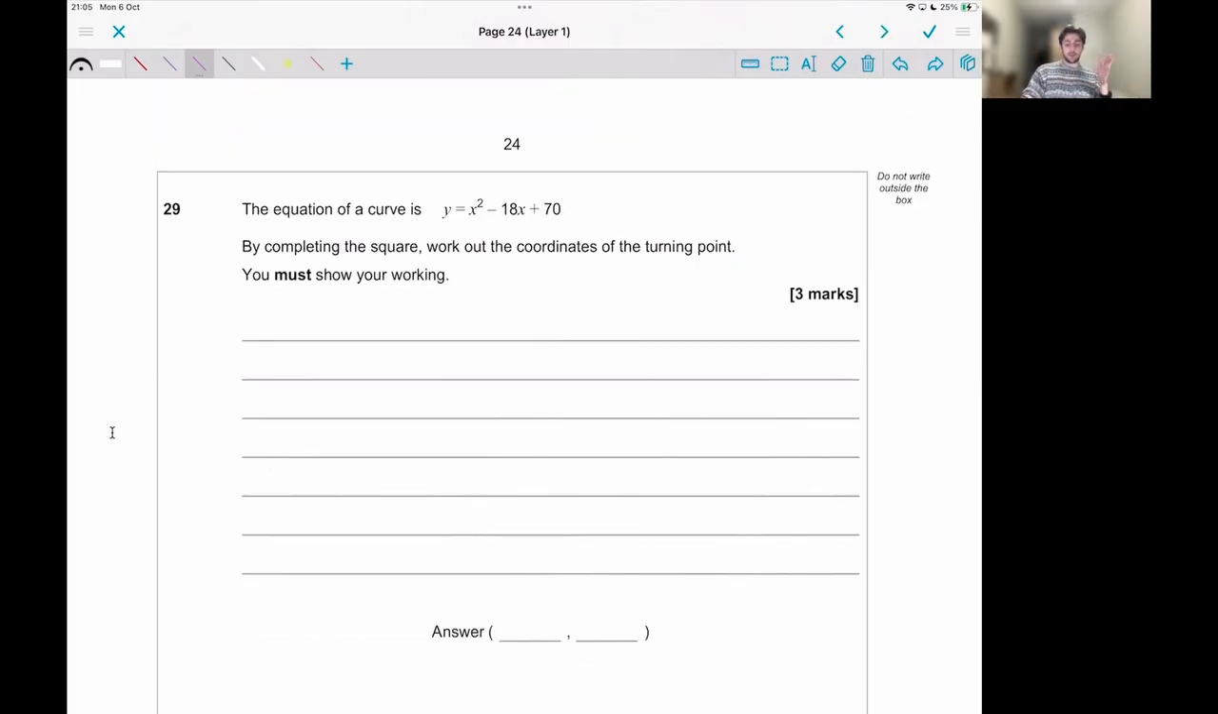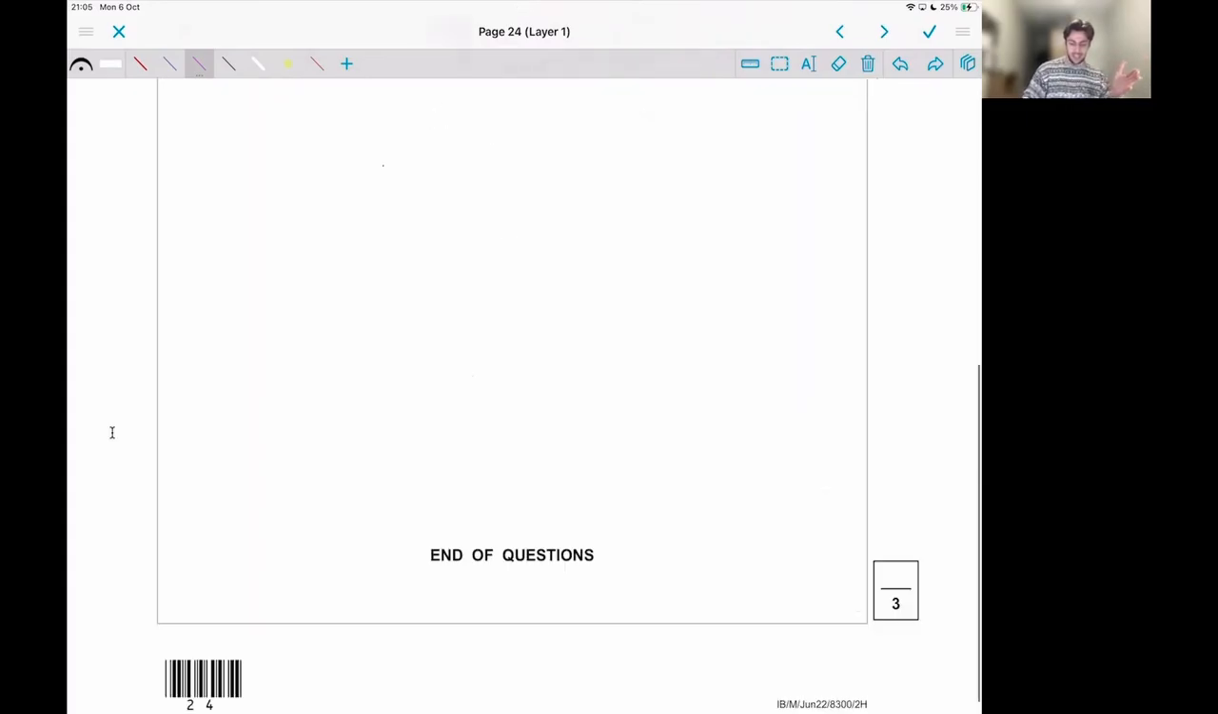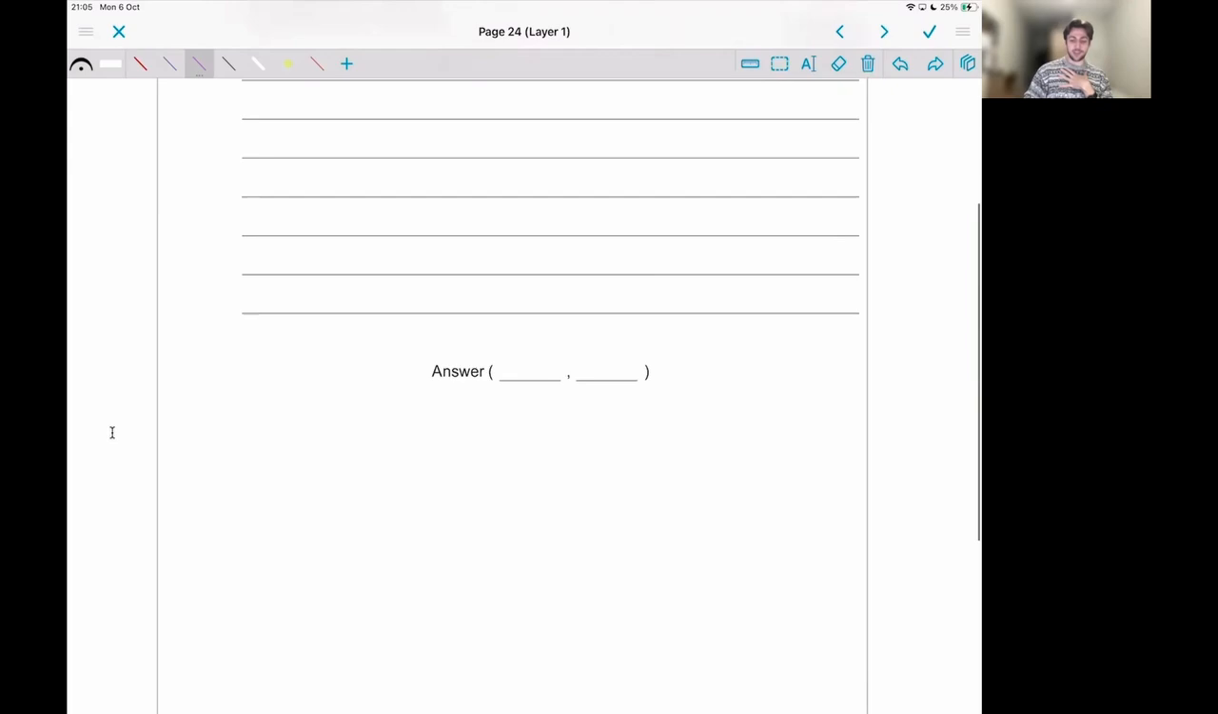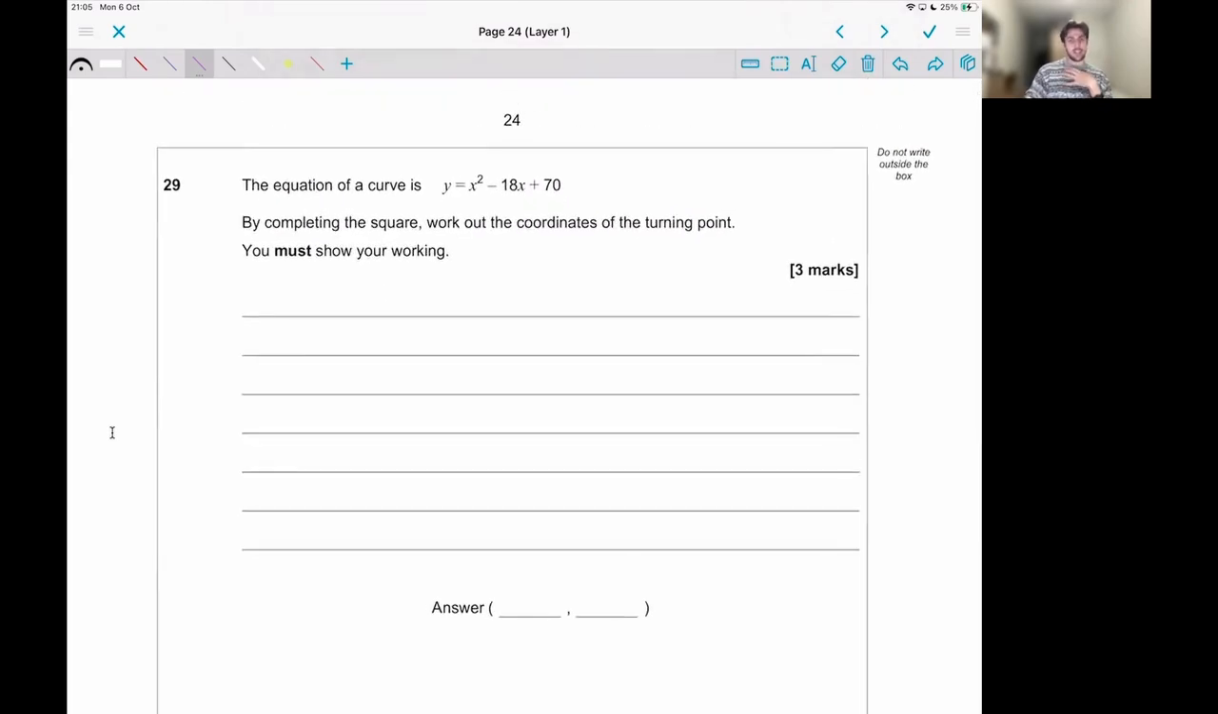It's been a long time coming, but we're now on the final question. At the end of this, it says end of questions, and we can rejoice knowing that we've done a really good, solid day's work on this paper. So, question 29. The equation of a curve is this.